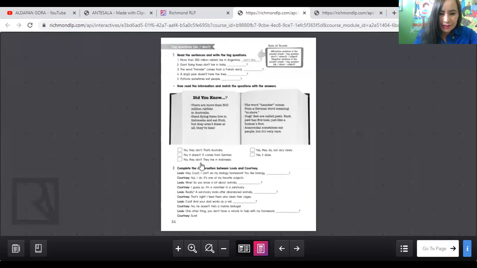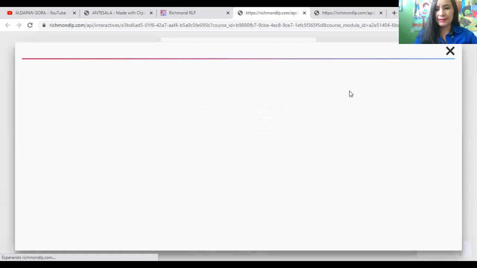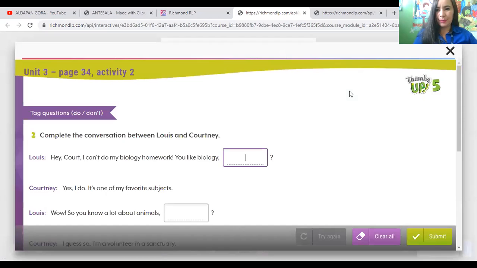Then we have the last activity for this page. It says, complete the conversation between Luis and Courtney. At the end of this, you are gonna read and practice this conversation.